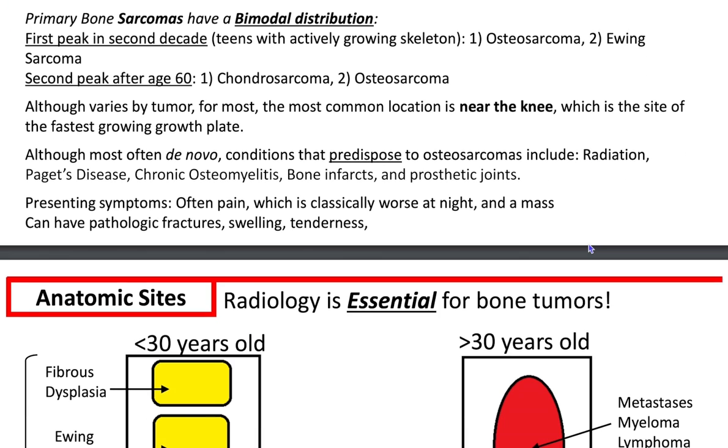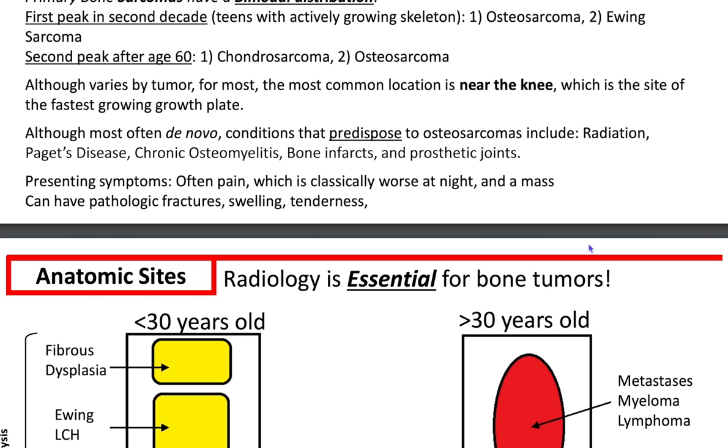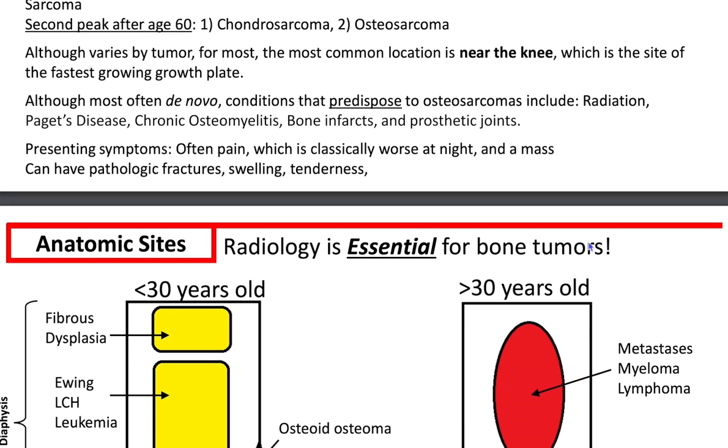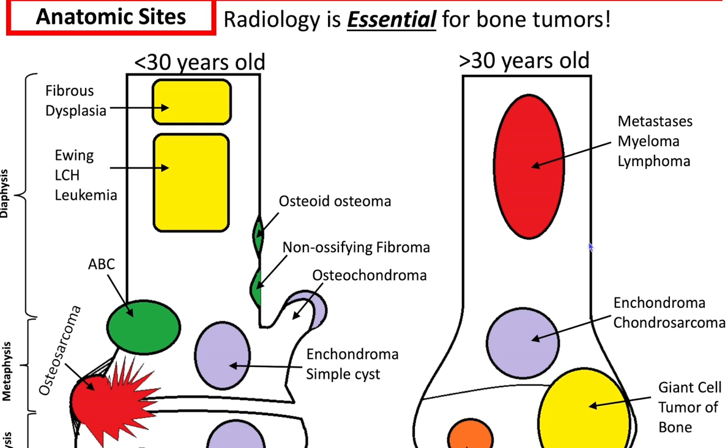Bone tumors like osteosarcomas can arise de novo most often, but you can have secondary osteosarcomas due to radiation, Paget's disease, chronic osteomyelitis, bone infarcts, and prosthesis. Clinically, the patient will come to their clinician with pain that's classically worse at night, and you can have pathologic fractures.